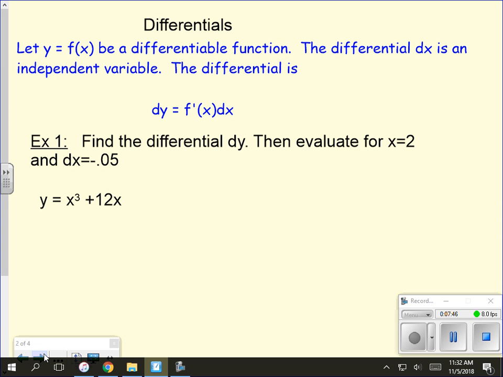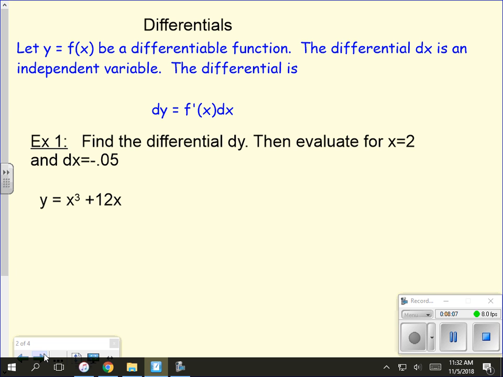Differentials. I don't see much of this other than the book, but it's actually kind of a nice thing to look at. The idea is to use the differential to estimate the change in y to go with your change in x. And I like this because it's a real lead-in to what we're going to be talking about tomorrow or Wednesday.